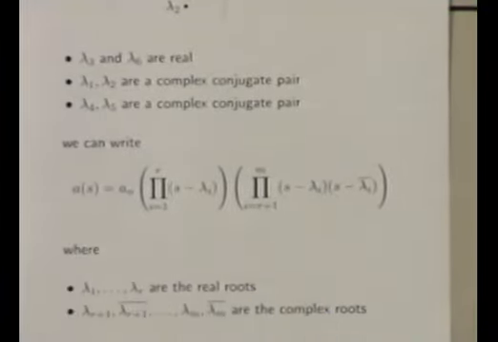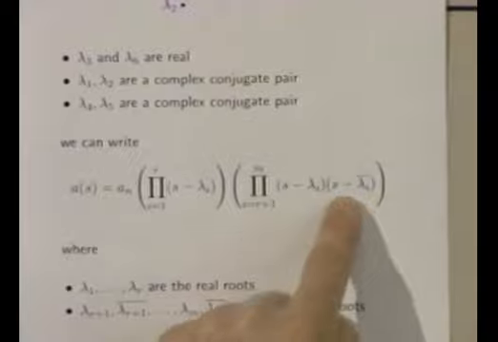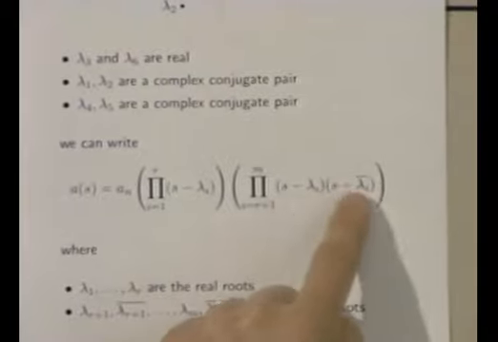Now, if you take the factored form of a polynomial, and then you collect together complex roots, and also the associated complex conjugate root, you get this.